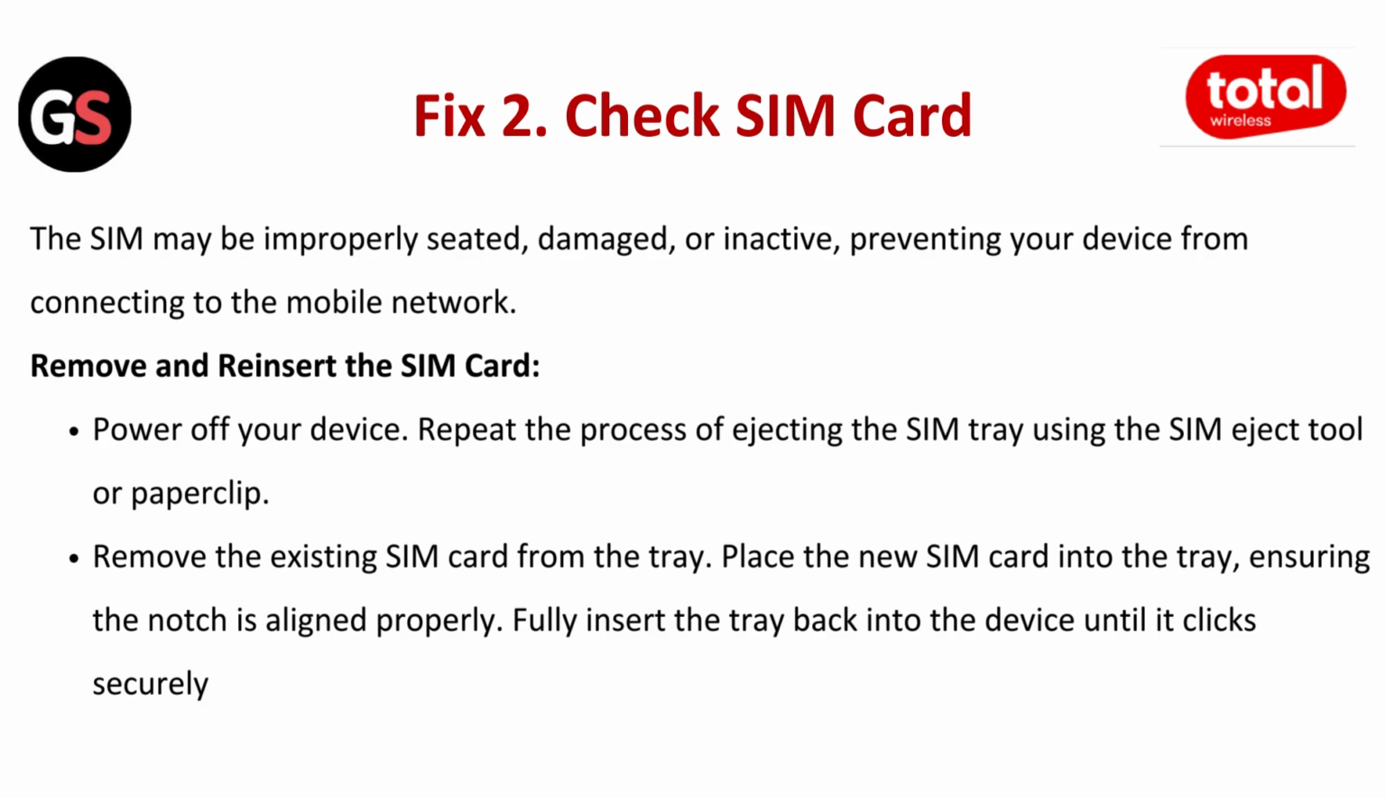The SIM may be improperly seated, damaged, or inactive, preventing your device from connecting to the mobile network. Remove and reinsert the SIM card. Power off your device. Repeat the process of ejecting the SIM tray using the SIM eject tool or a paper clip. Remove the existing SIM card from the tray. Place the SIM card into the tray, ensuring the notch is aligned properly. Fully insert the tray back into the device until it clicks securely.